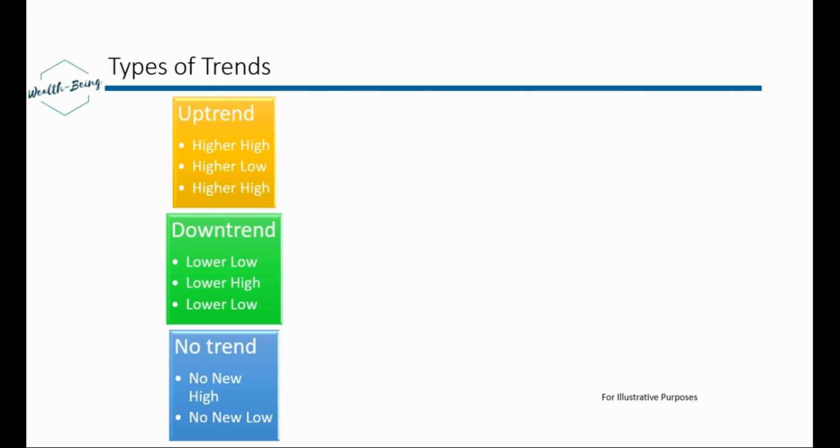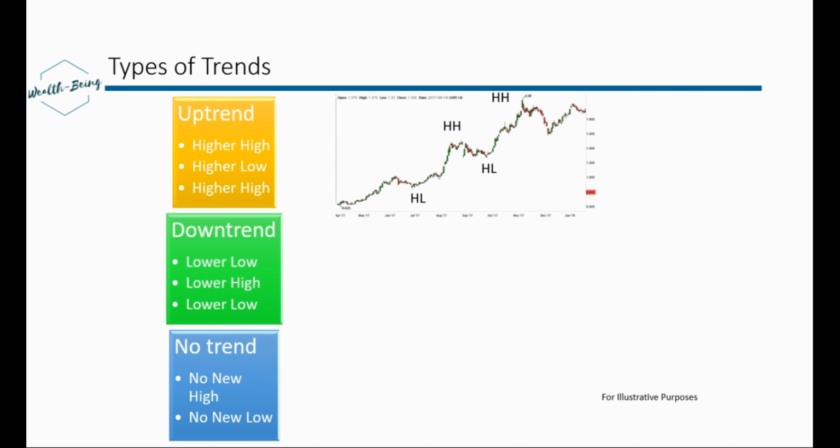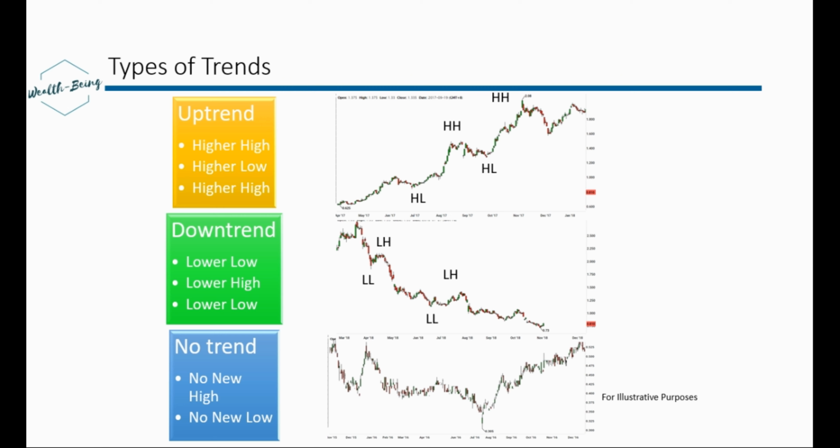Next, we will be looking into the types of trend. So how many types of trend do we have? The first type will be uptrend. So how can we identify whether it is uptrend or downtrend or no trend? For uptrend, we are looking for higher high, higher low, higher high. For downtrend, we are looking for lower low, lower high, and lower low. No trend means probably moving sideways. Hence, there's no new high and there's no new low as well.